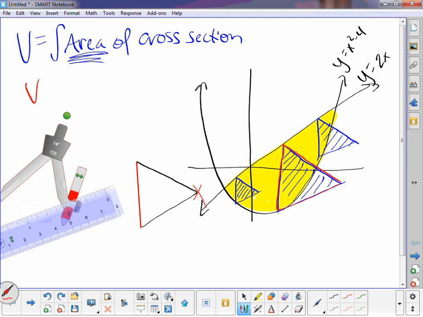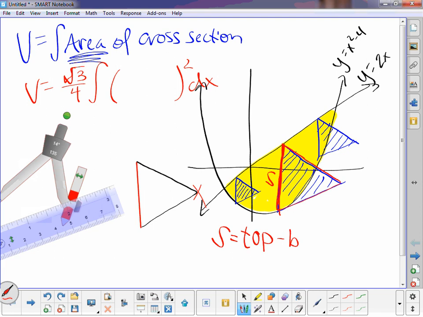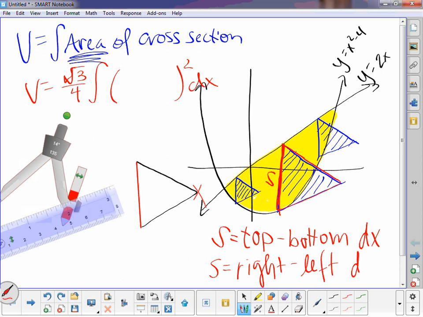And then remember, guys, as you're setting up your integral, for an equilateral triangle, I know that it is root 3/4 integral of my side squared, and for this one I'm doing dx. My side is this entire length here, and so if we're going with respect to x, that's always top minus bottom. If I'm going with respect to y, then it's going to be right minus left. So it just depends on which prompt you get.